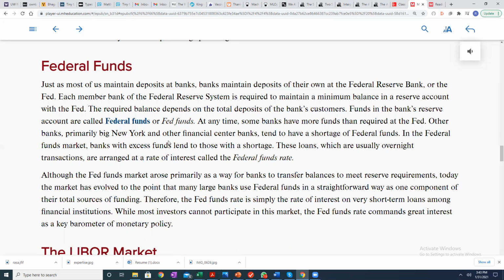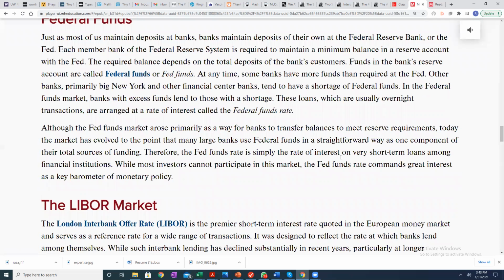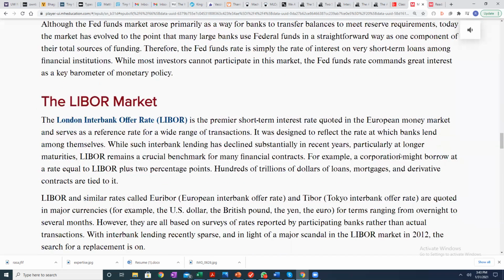Other banks, primarily big New York and other financial center banks, tend to have a shortage of federal funds. In the federal funds market, banks with excess funds lend to those with a shortage. These loans, which are usually overnight, are arranged at a rate of interest called the federal funds rate. Today, many large banks use federal funds in a straightforward way as one component of their sourcing.